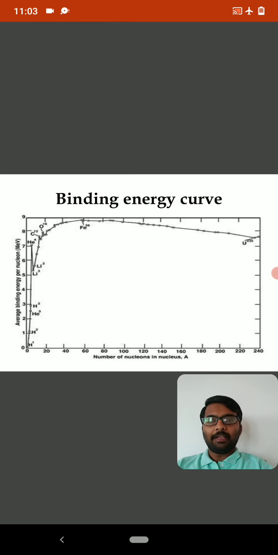So in the next session we will discuss how this liquid drop model explains nuclear fission, that is the splitting of heavy nuclei into two lighter nuclei. So how to understand nuclear fission with the help of this liquid drop model, and one more nuclear model, that is the shell model. So we will have discussion on these two concepts in the next class. Thank you.